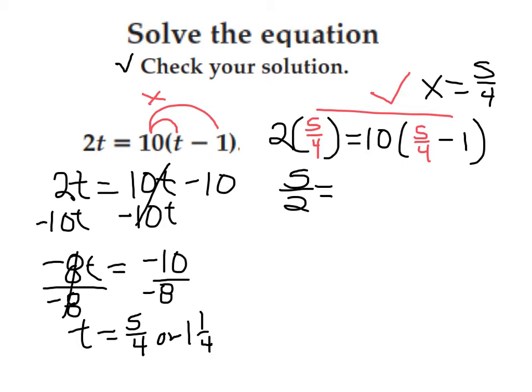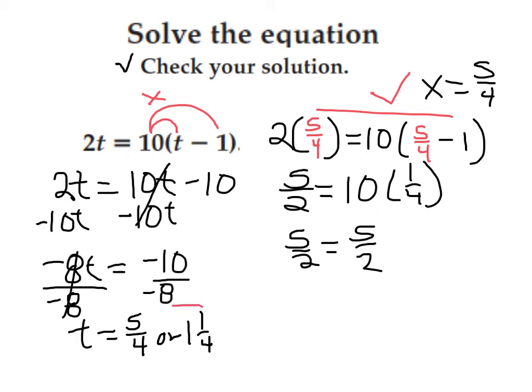Now I'm going to go to the right side of the equation. I'm going to do everything inside the parentheses. I'm going to go ahead and go 5 over 4 minus 1. That gives me 1/4. Notice I keep the parentheses up to remind me that I am multiplying by 10. And 10 times 1/4 is 5 over 2. So that does mean my answer is correct.